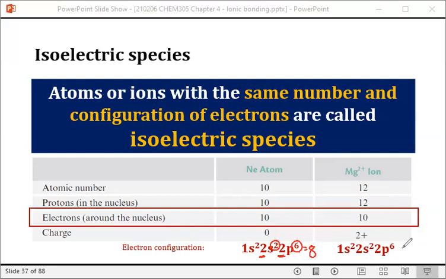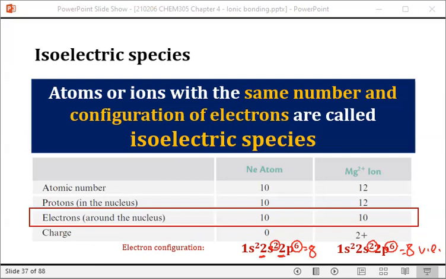And that's because it used to have 2 electrons in its 3s orbital, but it lost those 2 electrons, so 3s0. We don't have to include that in its configuration anymore because those electrons aren't there. So you can see magnesium 2+ also has 8 valence electrons, and it has an identical electron configuration to neon. So we would say that neon and the magnesium 2+ ion are isoelectronic species.